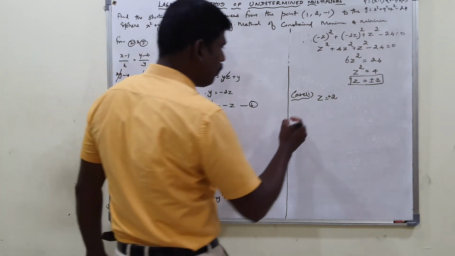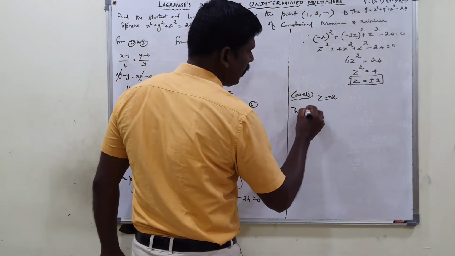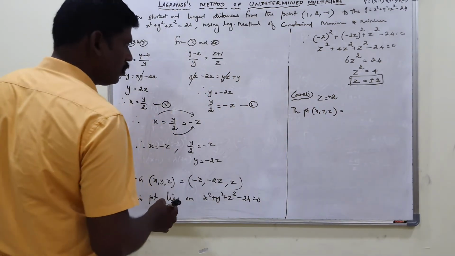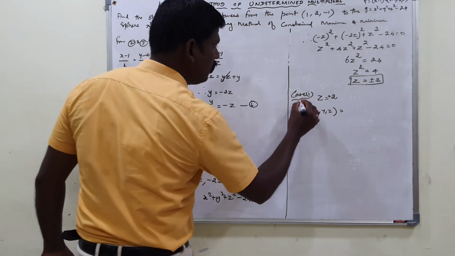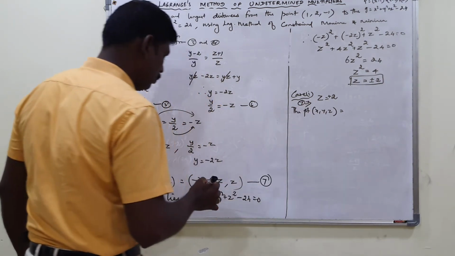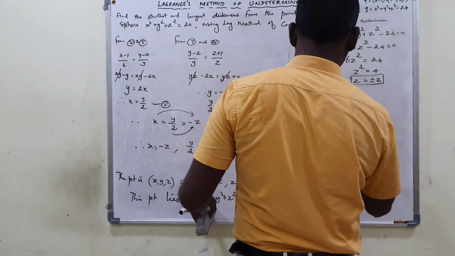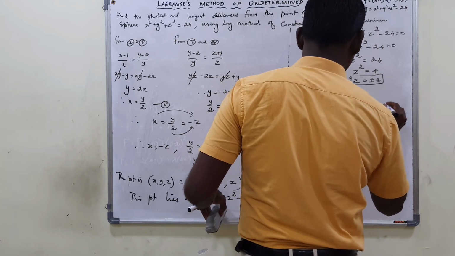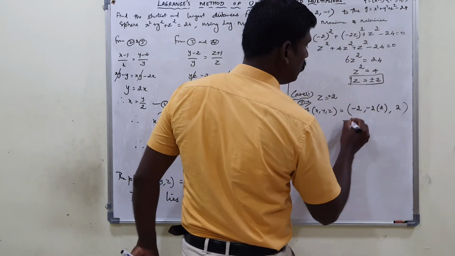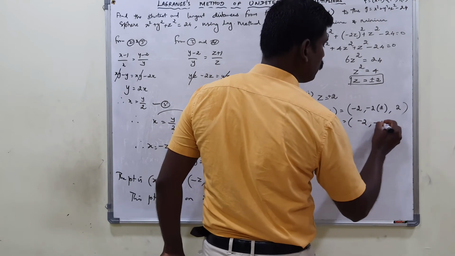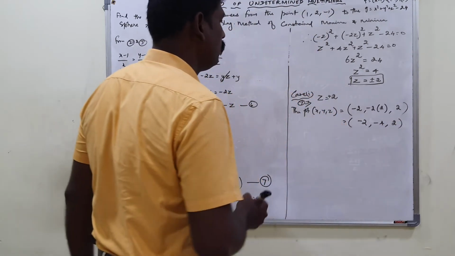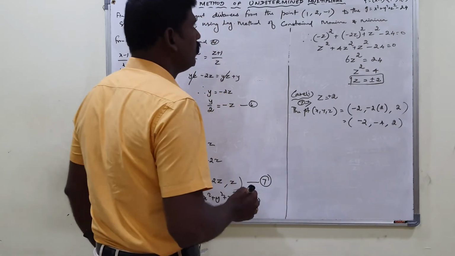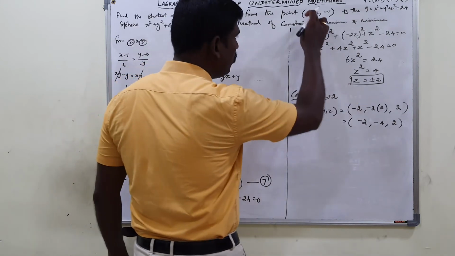Z equal to plus 2 means the point x comma y comma z is equal to what? From equation number 7 it implies x is minus z. So minus 2 comma minus 2z, that is minus 4, comma z is 2. That is equal to minus 2 comma minus 4 comma 2. Okay, and the distance d, you can find out the distance between these 2 points.